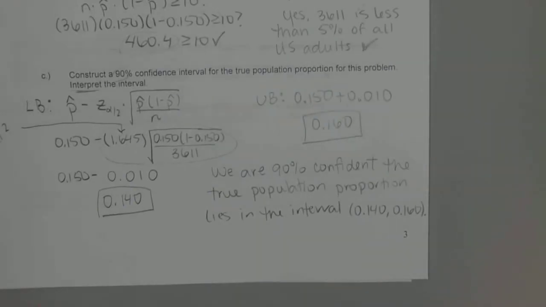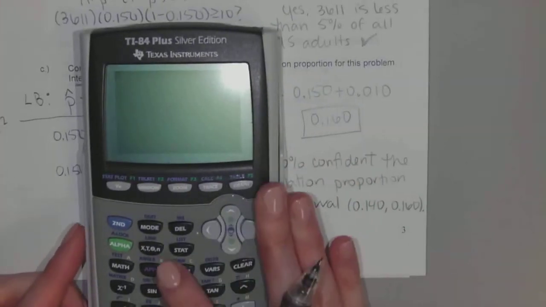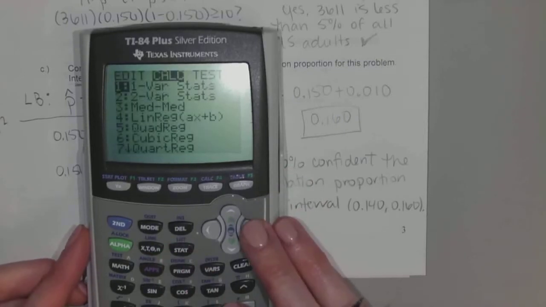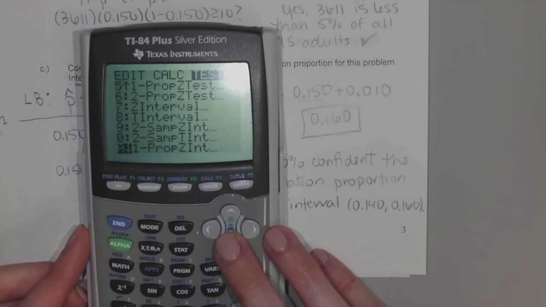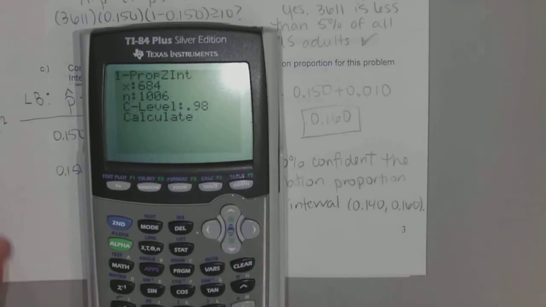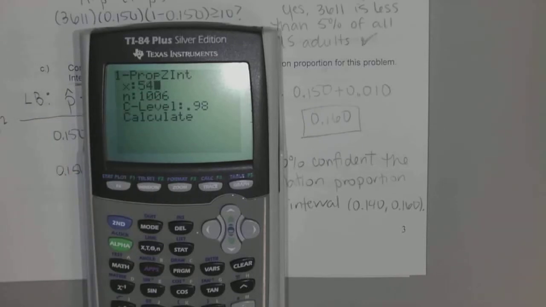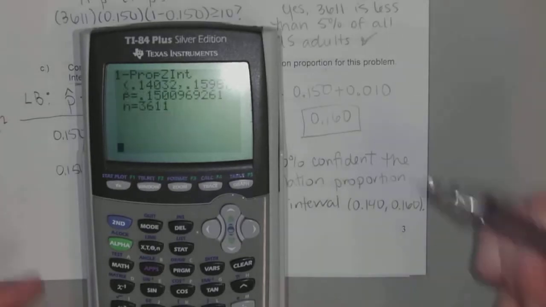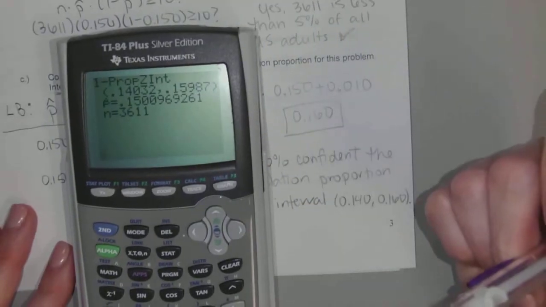Bust out your calculator again, because I want to make sure we feel comfortable getting those answers on our calculator. So where do we go? We go to Stat, we scroll over to Test, and we scroll down to 1-PropZInt, which is A for me. How many total people had not used a smartphone? 542. How many people did we ask? 3611. What was our confidence level? 0.9. And you calculate it, and you'll get 14% to 16%.